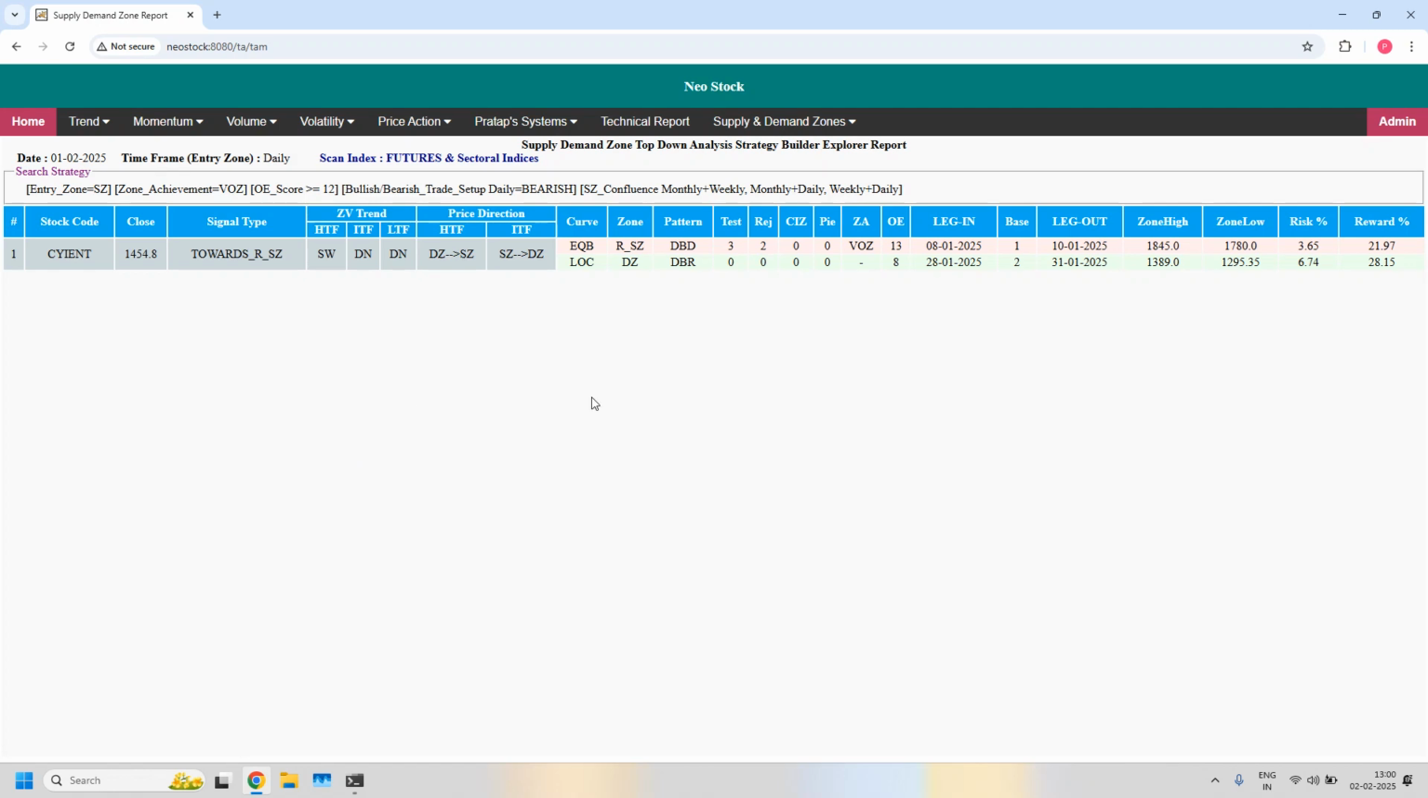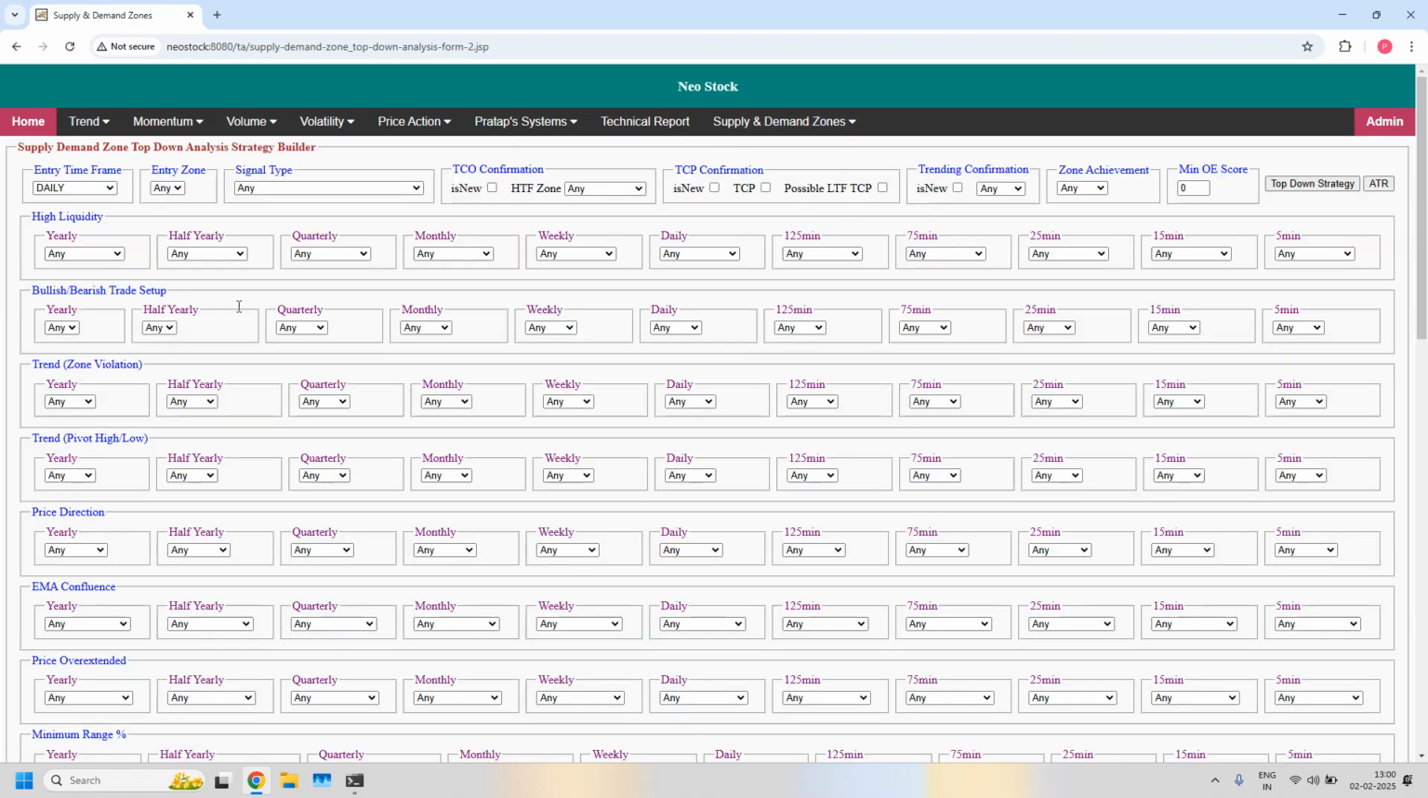Next, let's go to the weekly income trades. First one is bullish trade setup in weekly income trade. Entry time frame 75 minutes. Entry zone, demand zone. And in bullish or bearish trade setup at entry time frame 75 minutes, I am selecting bullish. We should set 3 filters to 75 minutes demand zone.